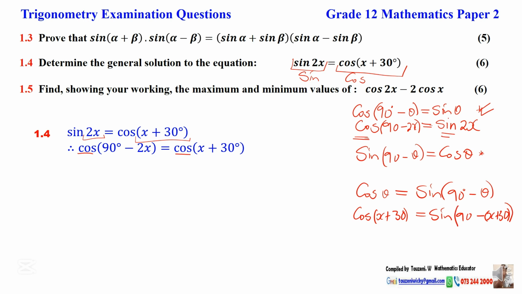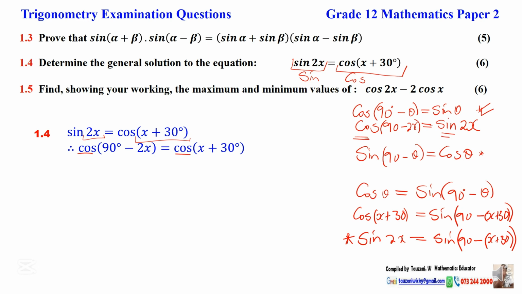Then when I solve the equation now, on the left side, it will be the sine of 2x. On the right hand side, it will be the sine of 90 minus x plus 30 degrees. This is my trigonometric equation. Then I can go ahead and solve it. So this is an option, but I didn't use that one in this case. I changed the sine into cos.